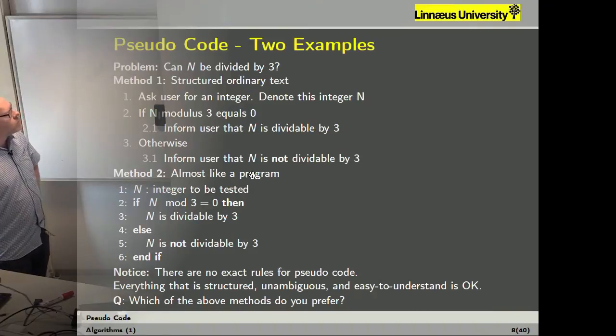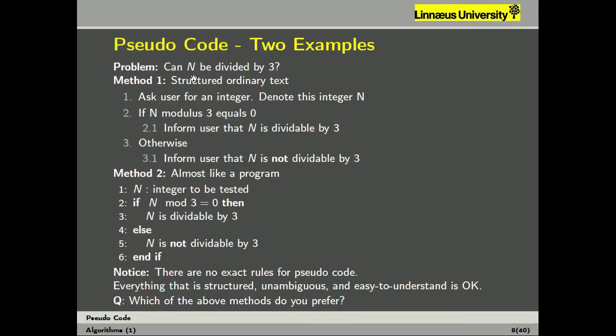Two examples using pseudocode. I'm just asking a very simple question here: can the number n be divided by 3? Here I use something that I call structured ordinary text. Ask user for an integer, denote this integer n. If n modulus 3 equals 0, inform the user it's divisible by 3, otherwise inform the user it's not. I've taken basically a text and indented it a bit for how to solve it. You can also do it almost like a program: n, integer to be tested, and then you have something that looks like a program down here. Both of them are correct.